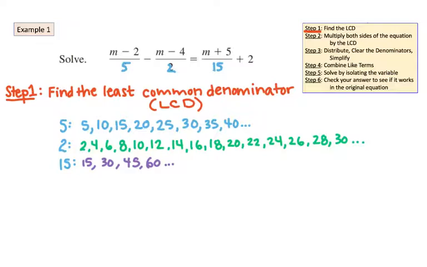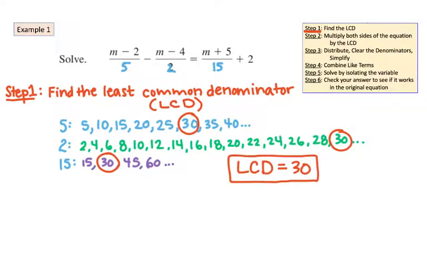But for the least common denominator, the challenge is to figure out which number is the smallest number that you can see in each of those three lists. So I look at each of these three lists and I see that they each have a multiple of 30. That's the smallest number that I can find in each of the lists. So the least common denominator is 30.